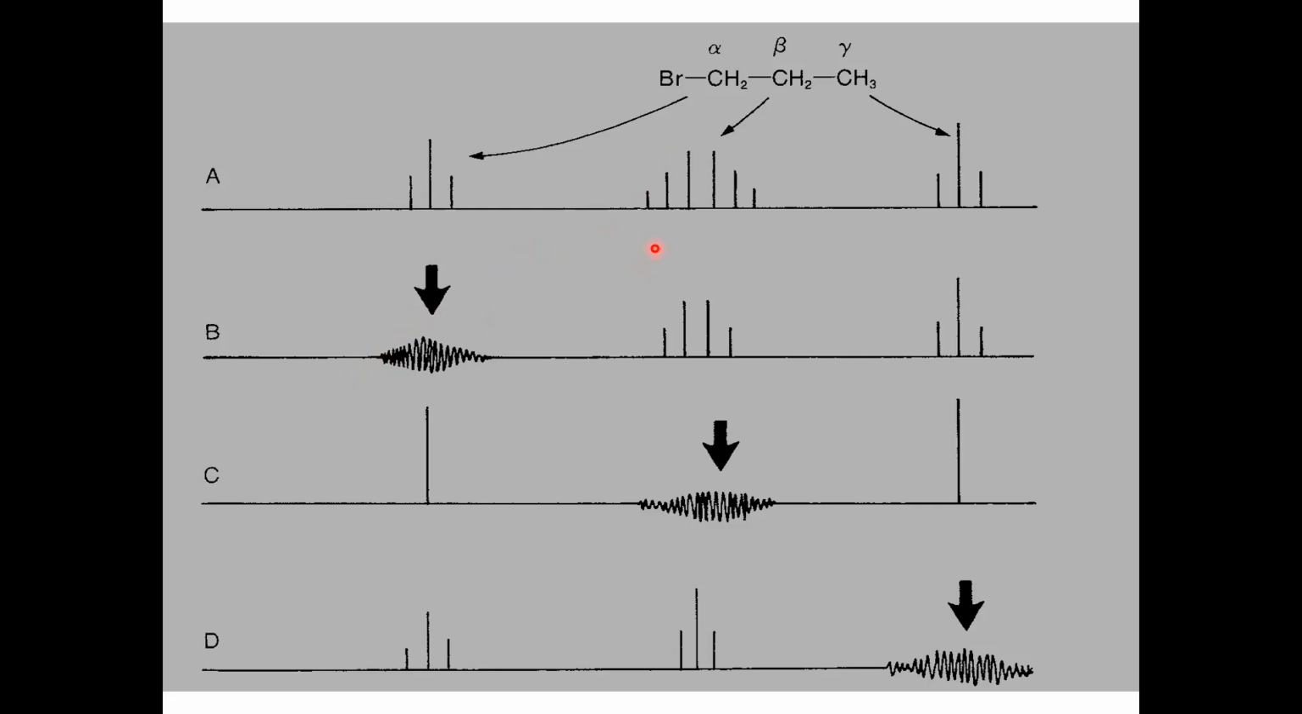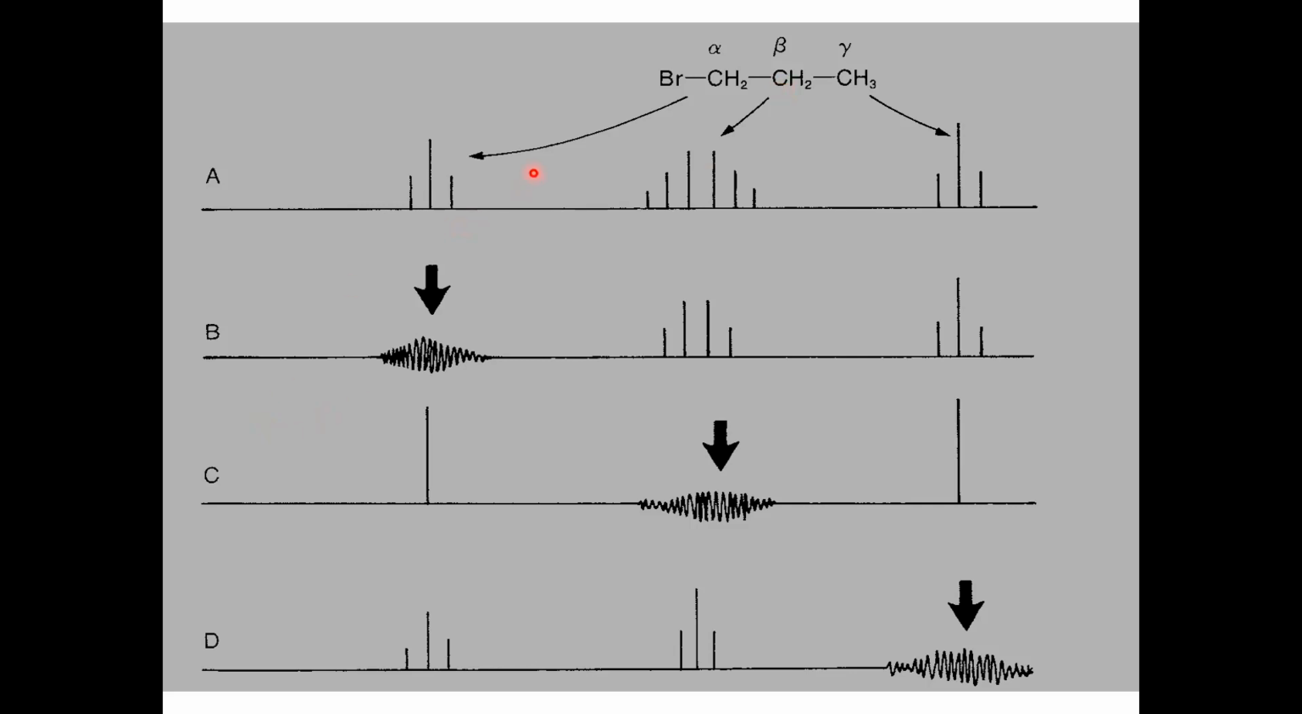And the multiplicity of the signals is explained on the basis of the number of protons adjacent to the carbon they are located on. For example, this methyl group appears as a triplet because it is adjacent to a methylene group. This one is a multiplet because it is coupling to the methylene and to the methyl group. This one is a triplet because it is adjacent to methylene protons.